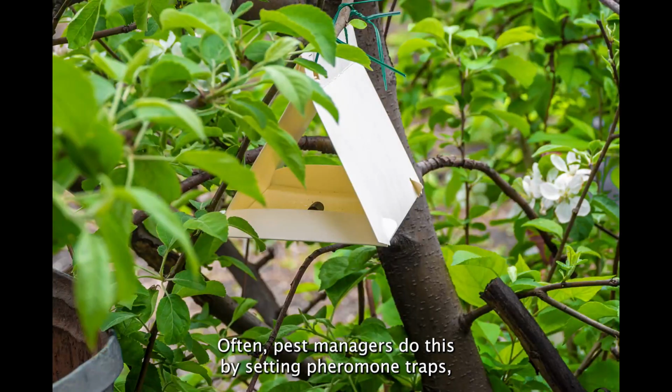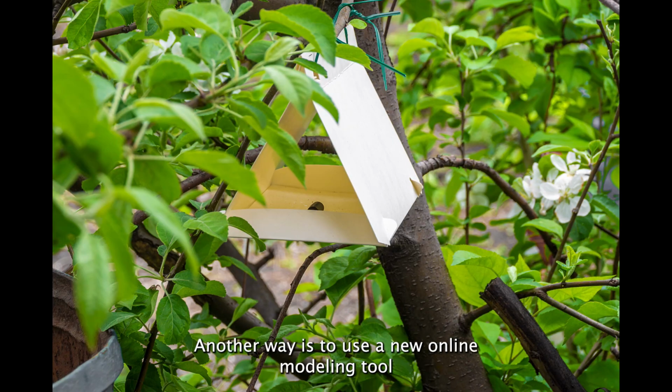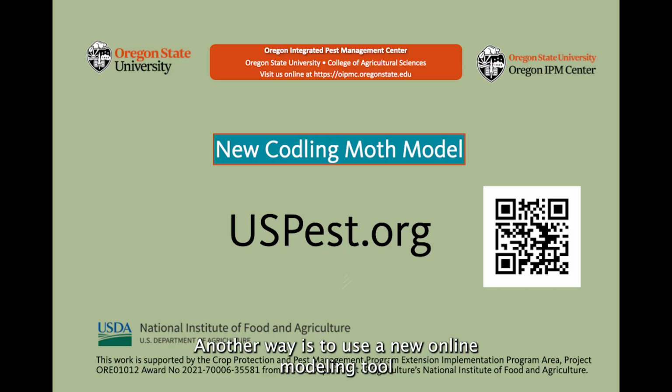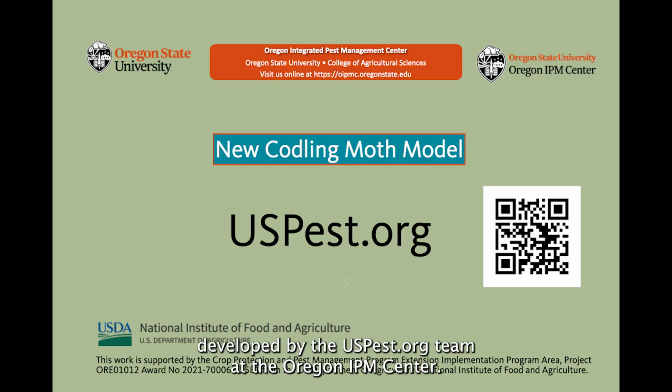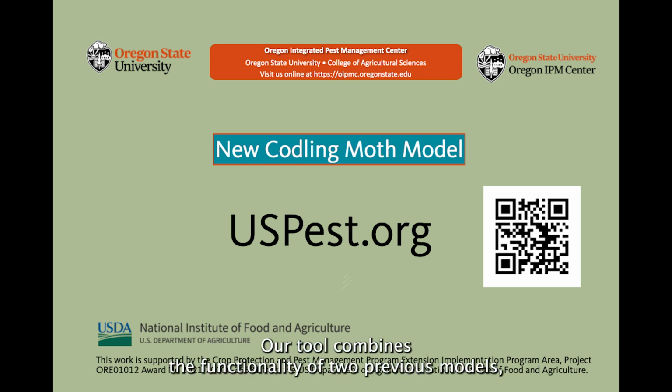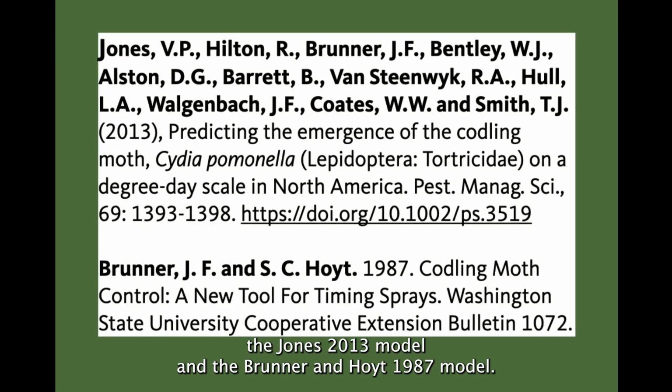Often, pest managers do this by setting pheromone traps, which takes a lot of time. Another way is to use a new online modeling tool developed by the uspest.org team at the Oregon IPM Center. Our tool combines the functionality of two previous models, the Jones 2013 model and the Brunner and Hoyt 1987 model.